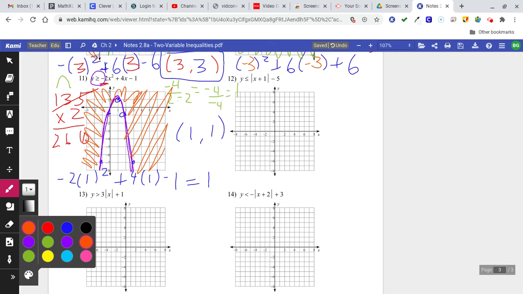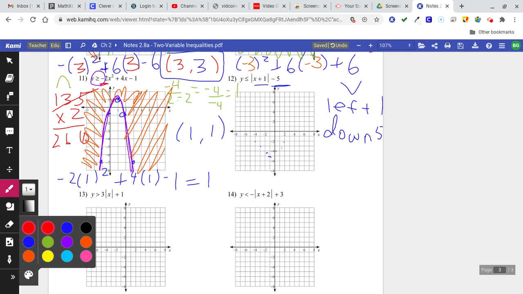Now, number 12 gets a little bit easier because it's a different shape. You see absolute value bars, so you should remember that that's going to be a V shape. We can do transformations on this. Remember that x plus 1 told me that it's going to be left 1, and that means down 5. So if you go left 1 and down 5, that's where that vertex is. Now we've got a V shape. So basically we just go up 1 and right 1, up 1 and over 1, up 1 and over 1. Kind of like that.